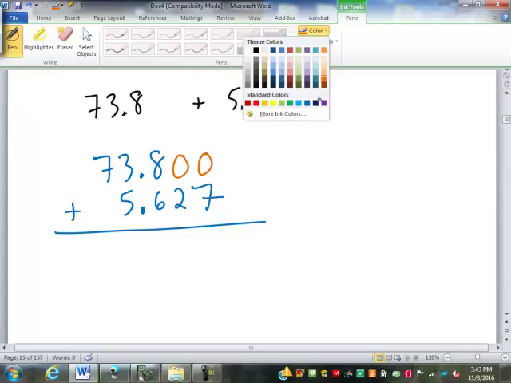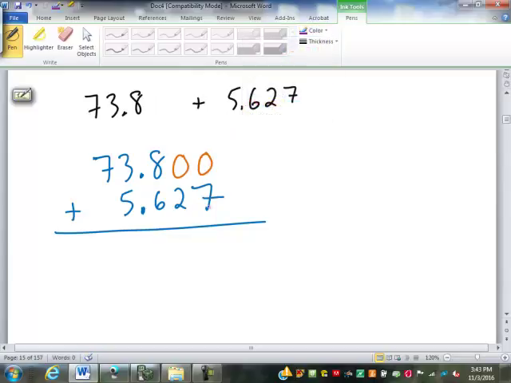Then I can add. 0 and 7 is 7. 0 and 2 is 2. 8 and 6 is 14, so it's 4. Does the decimal point affect me carrying the 1? No, it doesn't. The only thing the decimal point affects is before I can do the next column, I do have to bring it down. There you go. 1 and 3 is 4, plus 5 is 9. 7 and nothing makes 7, so 79.427.